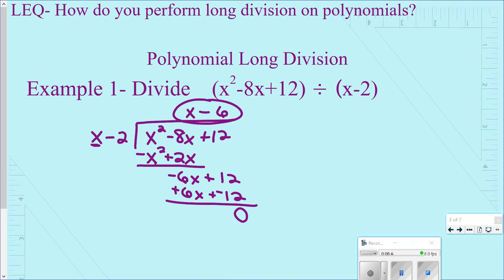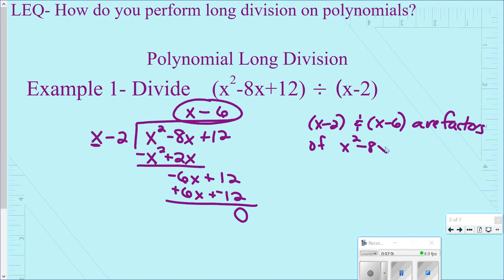And some things that came up were, if you're getting a 0 remainder, that means that both x minus 6 and x minus 2 are factors. Okay, so we can include that. They're factors of the original dividend. Okay. Now, again, we can only say that because we got a 0 remainder. If we didn't get a 0 remainder, that would not be true. But because we did get a 0 remainder, that's true.